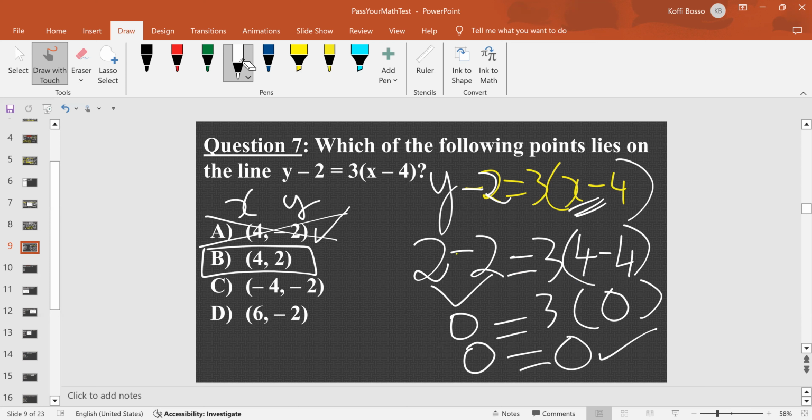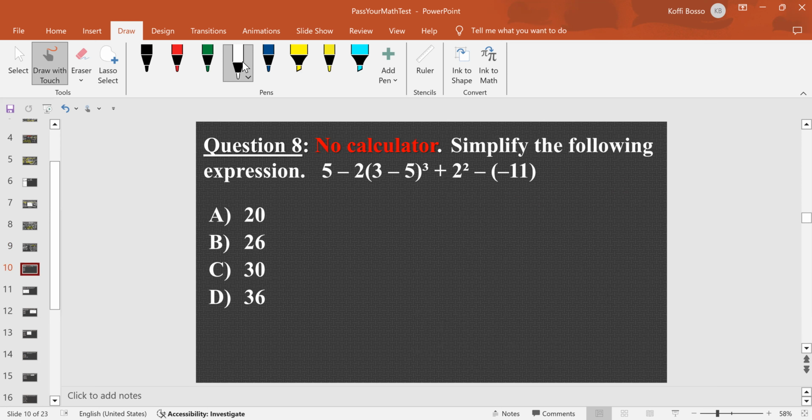So the correct choice here is B. But to be sure, you can try also for C, but that will not work. You can also try for D. That will not work. So A, C, and D are out. So the correct choice for this question is B. Let's continue.